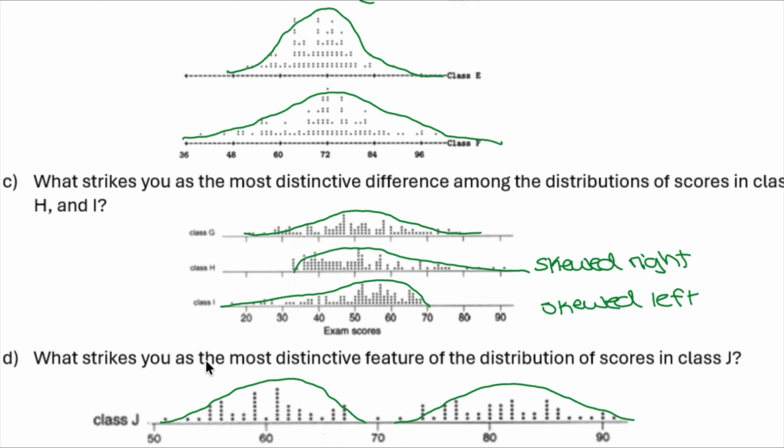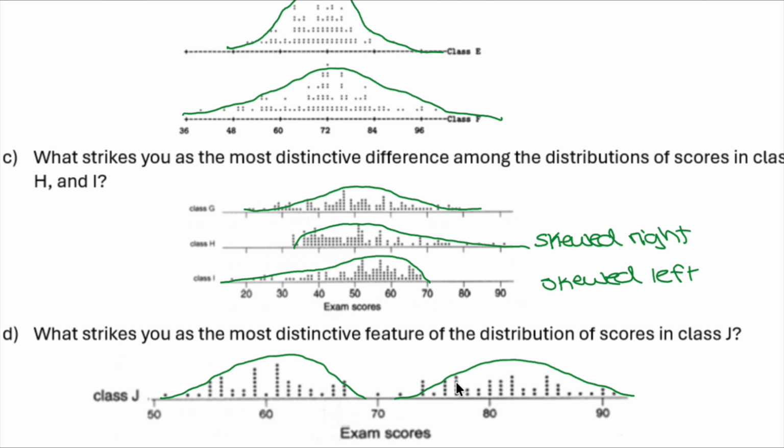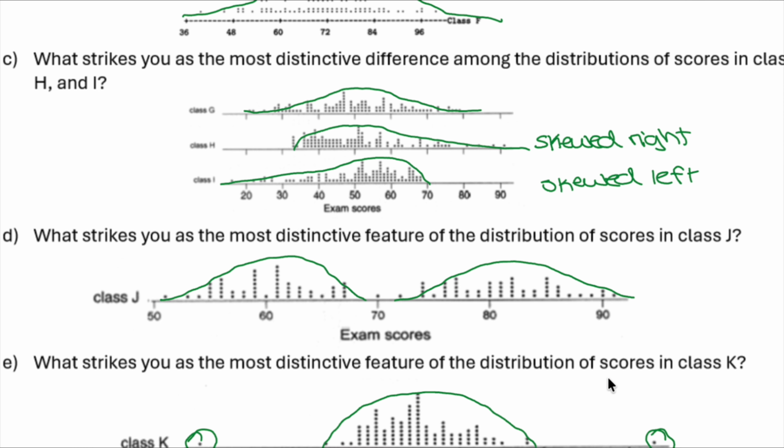What strikes you as the most distinctive feature of the distribution of scores in class J? Okay, this is a bit interesting, and you can see that it's not the same as all of the graphs that we've seen before in this video. This is going to be a bimodal shape graph, because you can see that there are two ranges of the data that are clustered the most, located in different positions, and they have two bumps sticking out. So this is a bimodal shape.